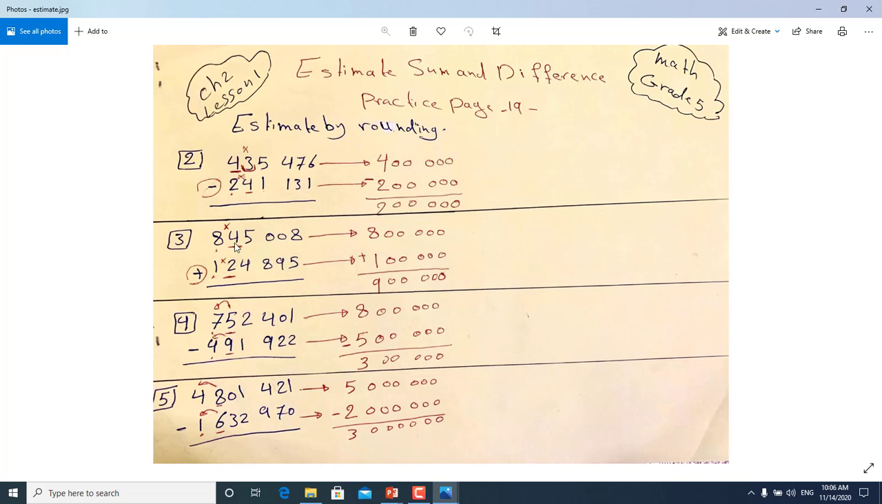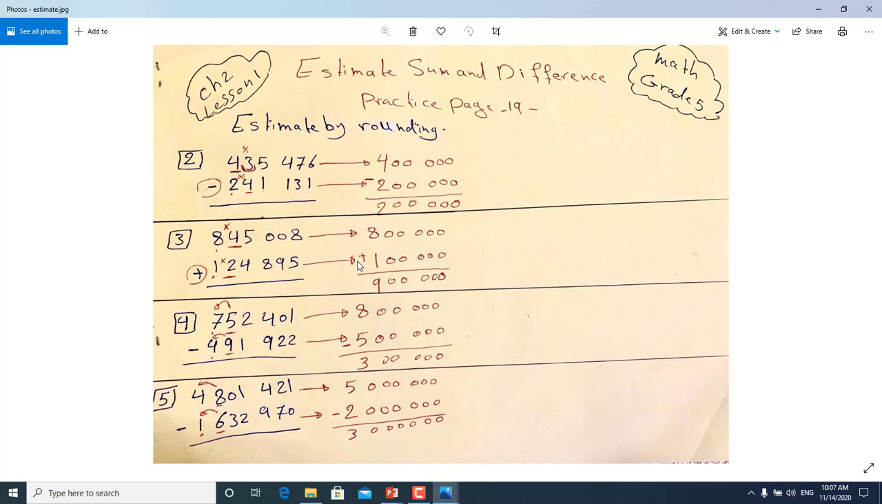This 4 is less than 5, so we don't increase the number over it. This 8 we write the same 8, and the last digit after 8 will be 0. We have 5 digits, so we write 5 zeros. And from there we also round: the first digit is 1, and the second digit is 2. So 2 is less than 5, we don't increase the number over it.